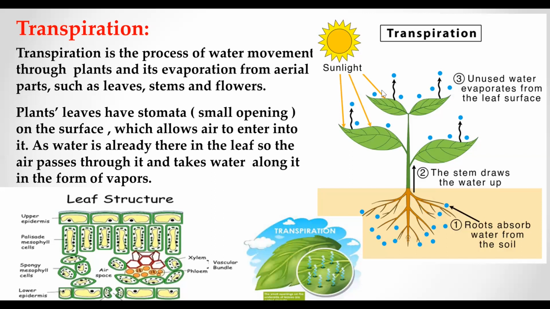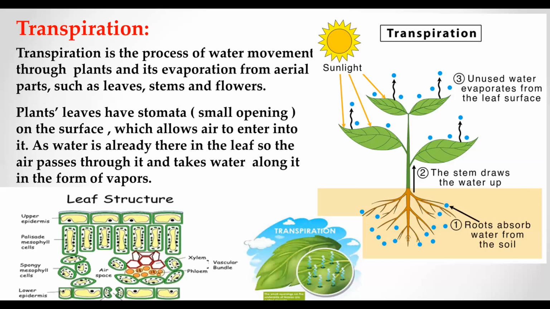As you can see through this diagram, it's really easy to understand that the roots take water along with it. In the blue parts, you can see these are the water molecules. Roots absorb water from the soil, and the stem draws the water up and gives this water to the leaves. Leaves have stomata. This is the cross section of a leaf. Chloroplast. This one is spongy mesophyll. It does have the chloroplast in it, and it does have the spaces for air in it.